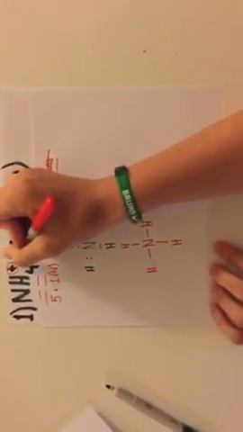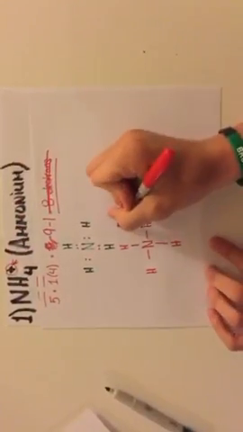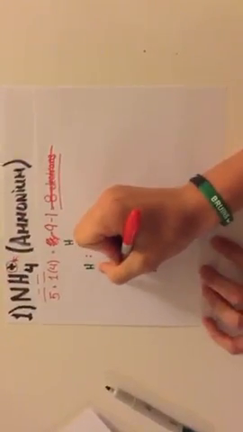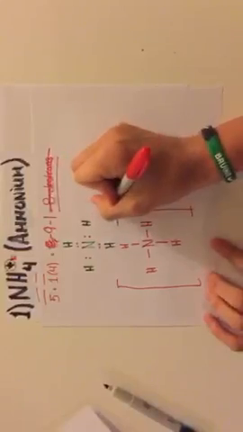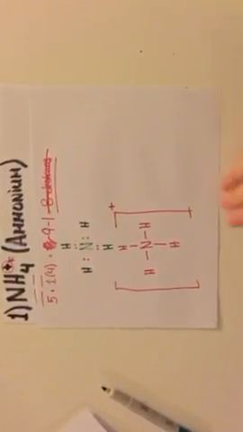But we can't forget about the positive charge. So we add our brackets and add the charge, and that is the Lewis dot structure for an ammonium ion.